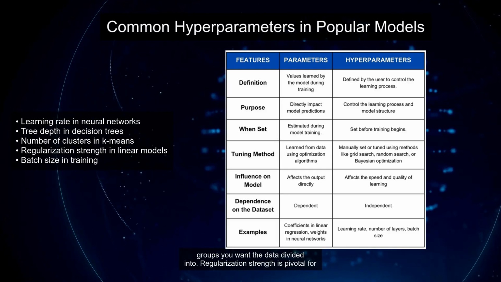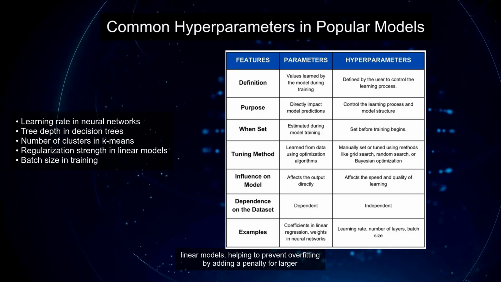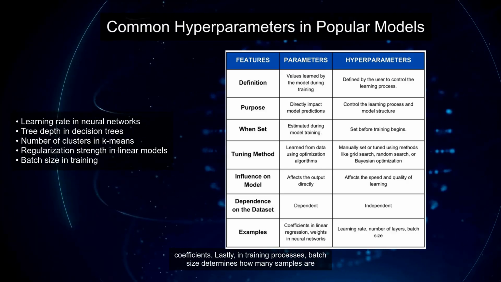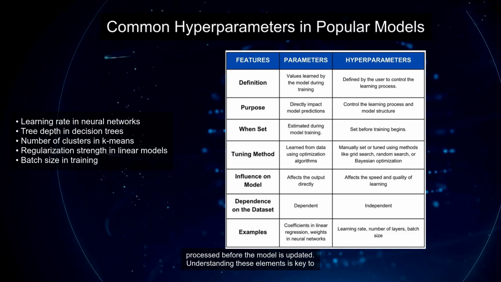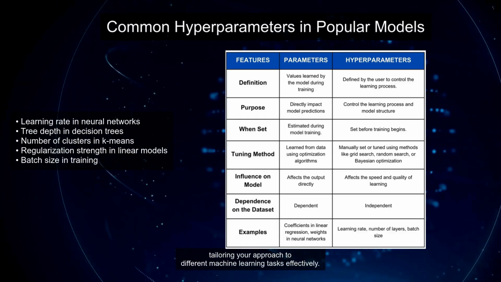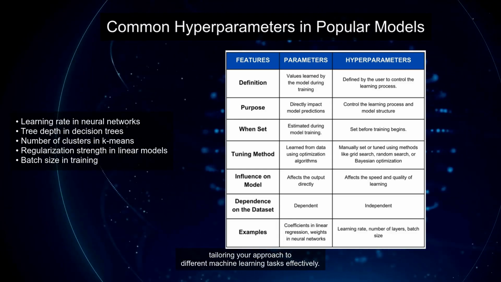Regularization strength is pivotal for linear models, helping to prevent overfitting by adding a penalty for larger coefficients. Lastly, in training processes, batch size determines how many samples are processed before the model is updated. Understanding these elements is key to tailoring your approach to different machine learning tasks effectively.